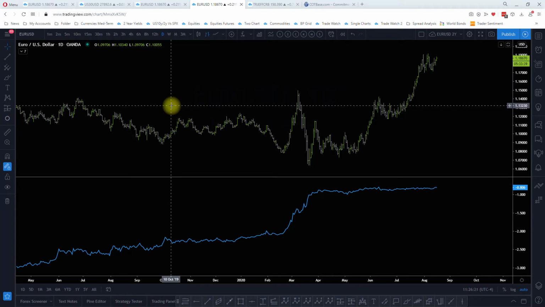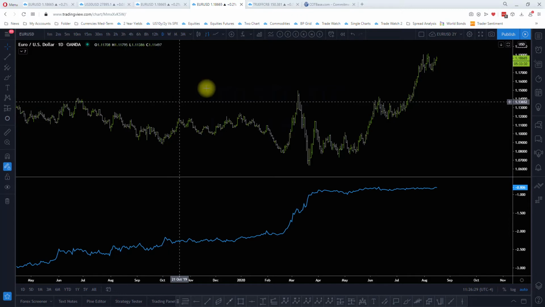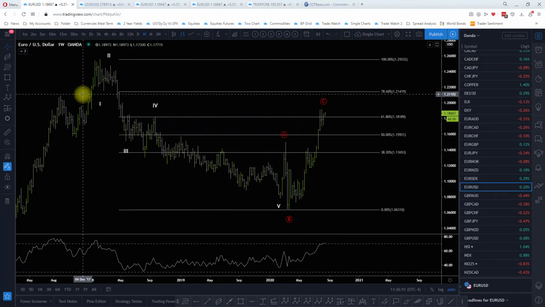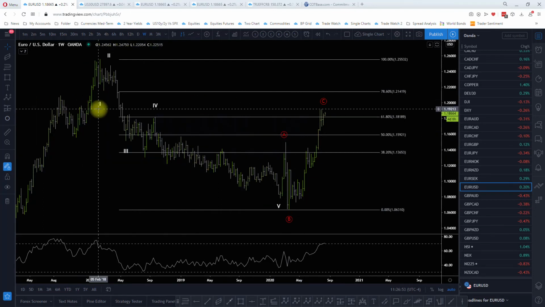Then we have positioning at extreme levels right now. We're already seeing the small speculators start to bow out. We're seeing a bunch of closing of short positions that got squeezed out on this run. And we're sitting at significant levels of liquidity here.